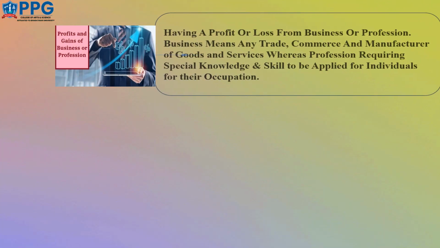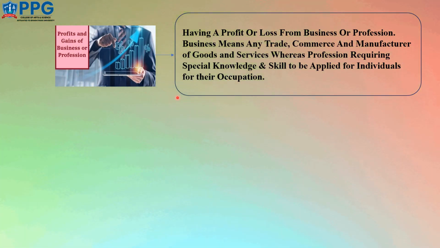Income from profits and gains of business and profession is calculated by having a profit or loss from business or profession. Business means any trade, commerce, and manufacture of goods and services, whereas profession means requiring special knowledge and skill to be applied by individuals for their occupation.